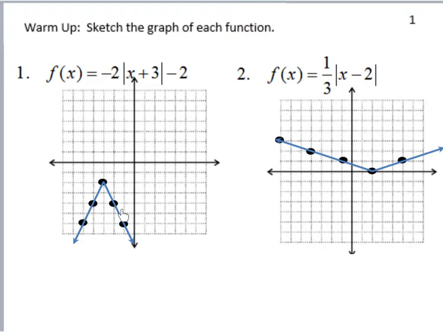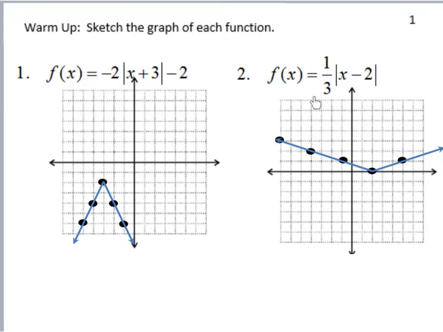This shape is a V, so it definitely is an absolute value function. Here's a value in front, negative 2. Negative is a negative slope, so if we come here, negative 2, we're going to go down 2 over 1, down 2 over 1, and we can do the same thing on the left and actually sketch the graph of our absolute value function.